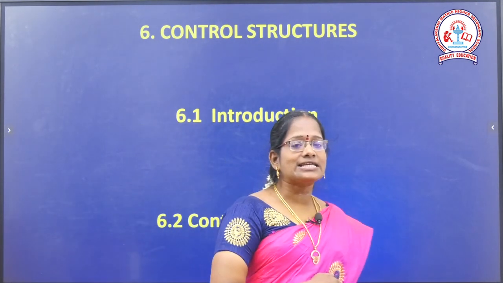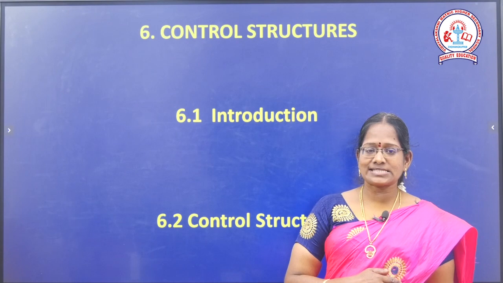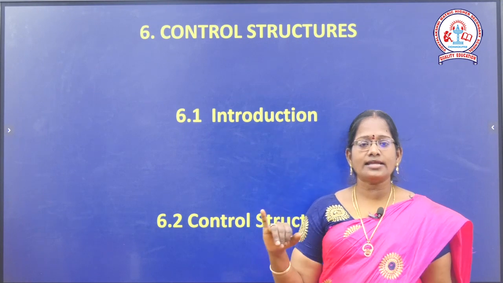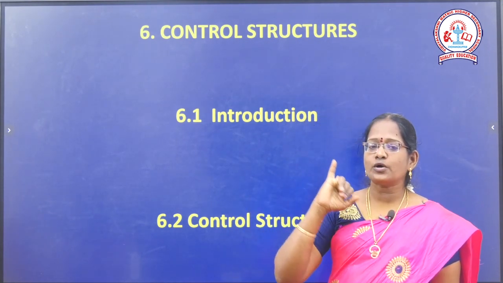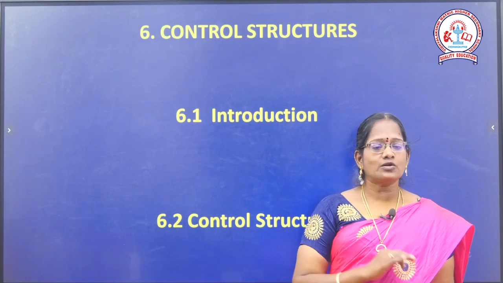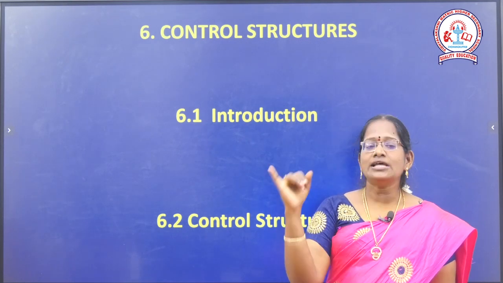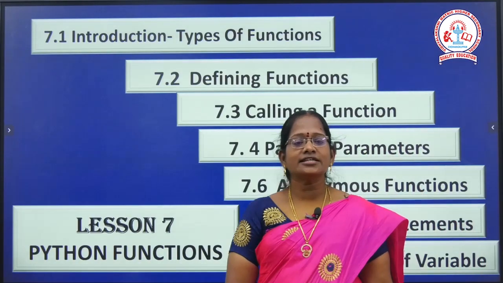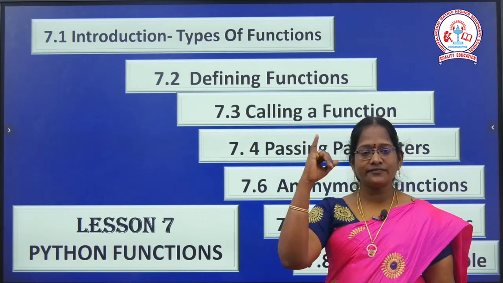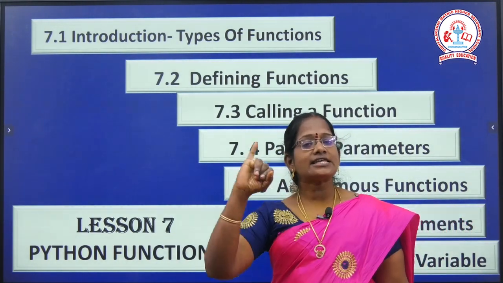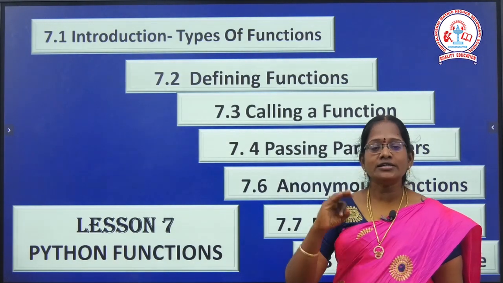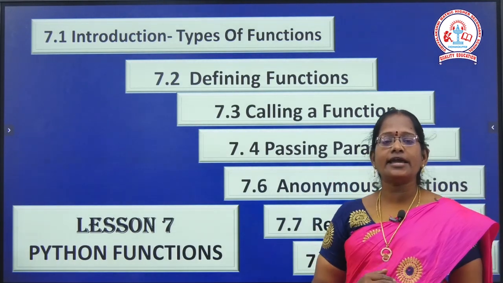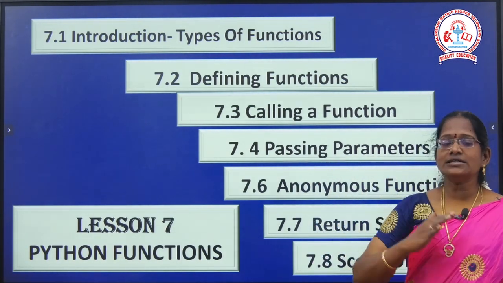In your sixth lesson, Control Structures, we have 6.1 Introduction and 6.2 Control structure. Next, the 7th lesson, Python Functions. In this lesson we have 7.1, 7.2, 7.3, 7.4, 7.6, 7.7 and 7.8, and 7.8 is the important portion.